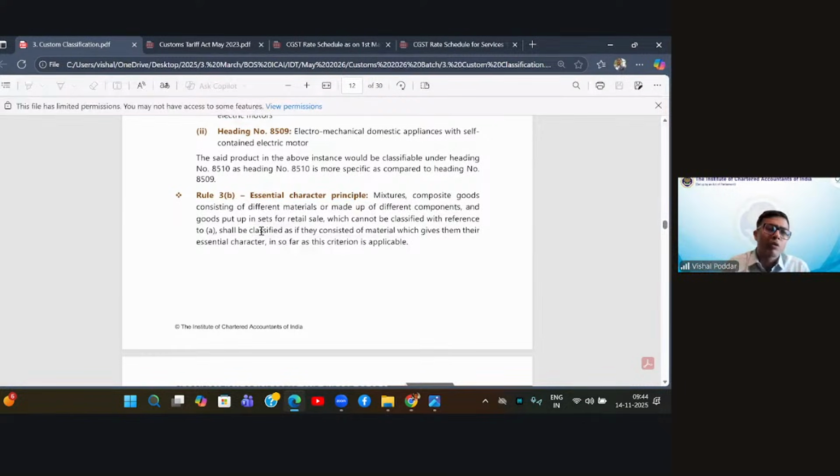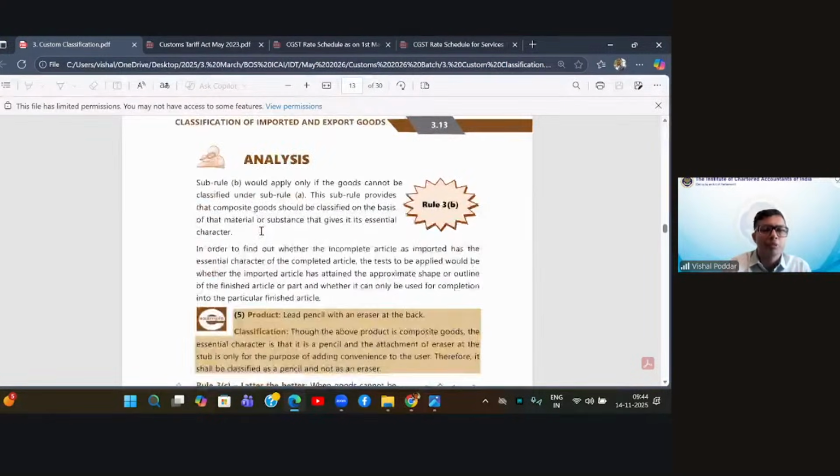So even though I have put raw mango pulp in my lassi, and we call it mango lassi, the pulp which is used is more for a flavoring part. The main character, the main essential nature of my product is lassi. So I will classify it in the chapter which is products of milk and milk industry, rather than in the mango or mango pulp chapter. So this is how rule 3B is used.